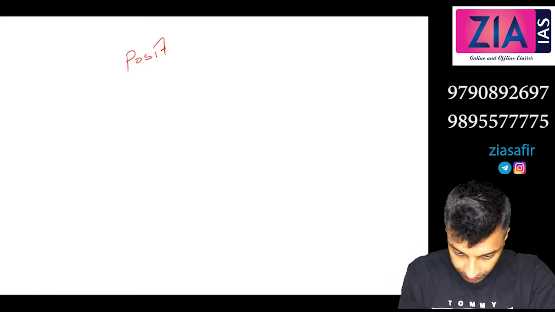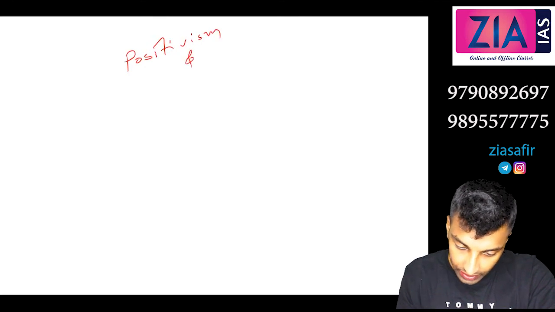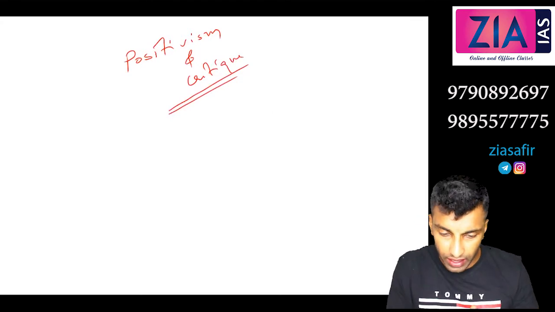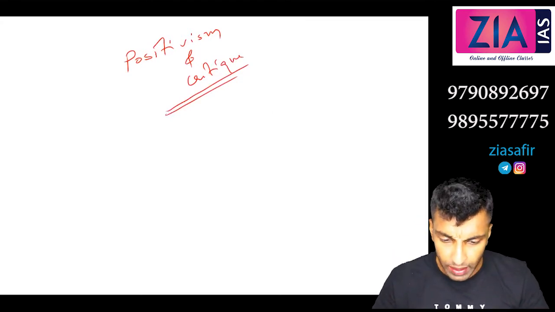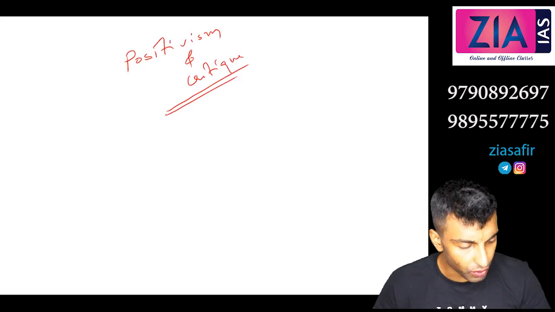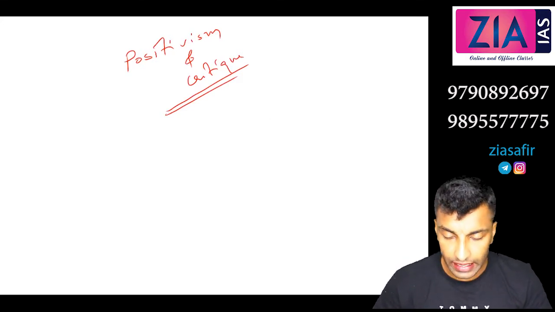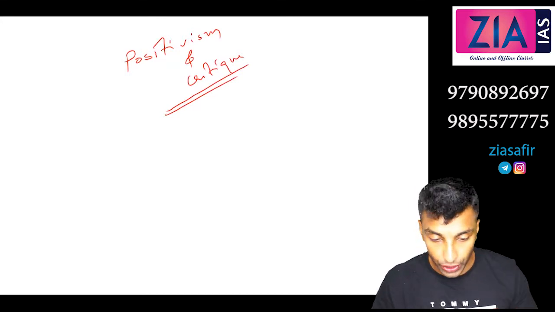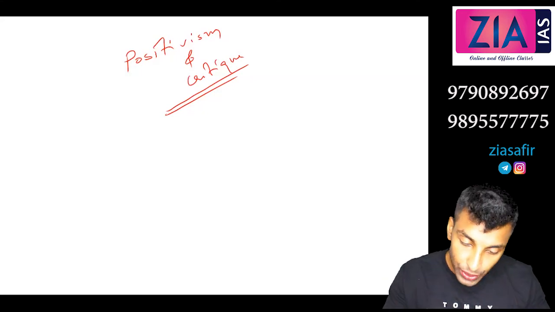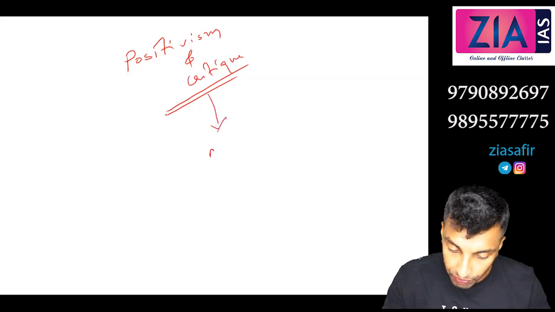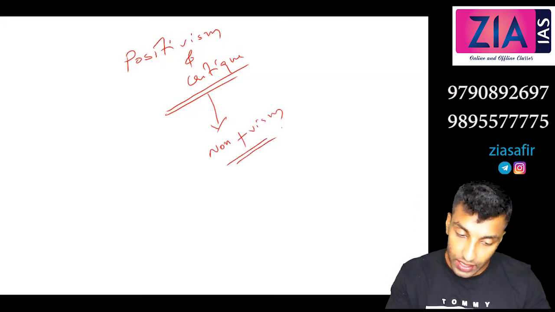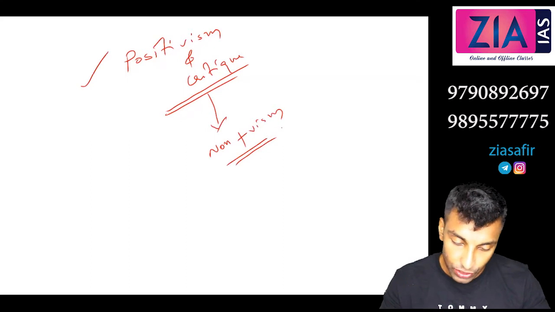So the new topic is positivism and its critique. We will see what is meant by positivism, and whether there are any changes in sociological positivism, or whether we modified positivism or not. Then we will see the criticism in following these positivist principles in sociology, and this criticism actually led to the development of non-positivism, which we will discuss in the next session. This is directly there in your syllabus.